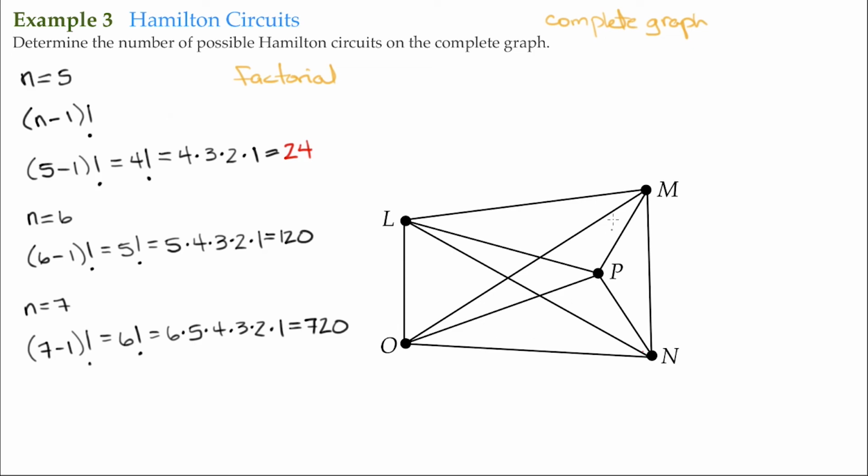But for this particular problem, determine the number of possible Hamilton circuits on the complete graph. Well, if there are 5 vertices, then we use 5 minus 1 factorial. 5 minus 1 is 4. That's 4 factorial. And 4 factorial is equal to 24.